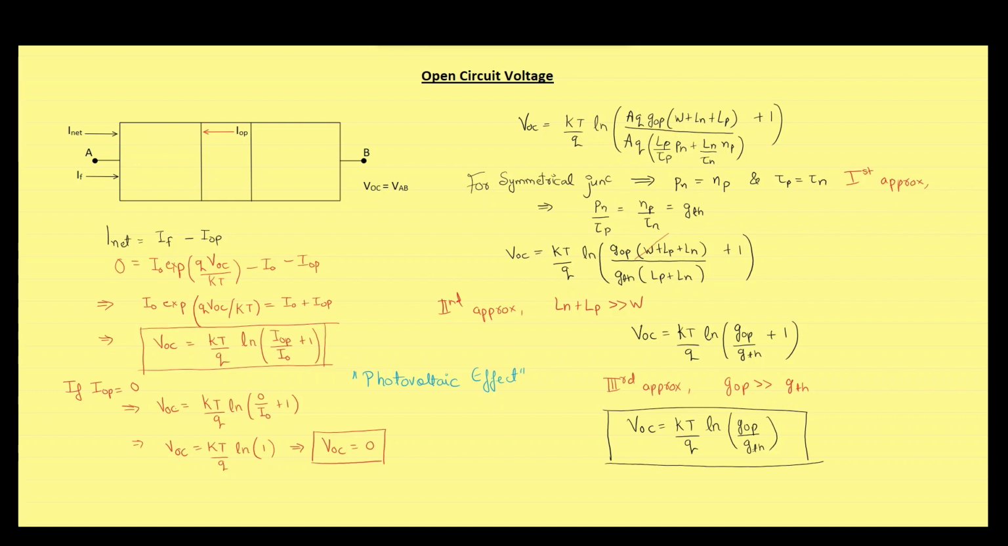We got the formula for open circuit voltage, but open circuit voltage cannot increase indefinitely. The highest value it can achieve is the contact potential V0. Therefore, open circuit voltage is always smaller than or equal to contact potential V0.